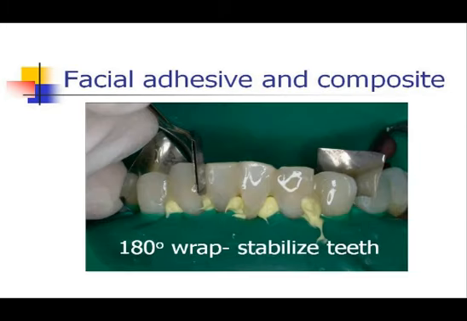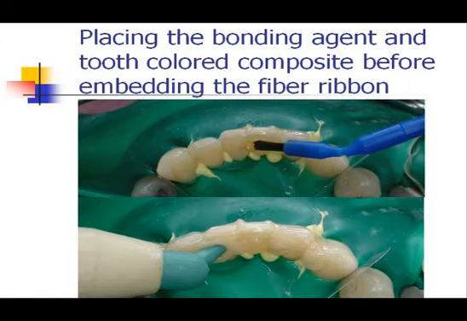I place my facial adhesive and facial composite. I'm creating that 180-degree wrap to stabilize the teeth for placement of the splint, for sealing the interproximal areas. And remember, I prepare those areas so that I can create separation between the teeth and end up with an aesthetic facial result. I'll then light cure the composite.